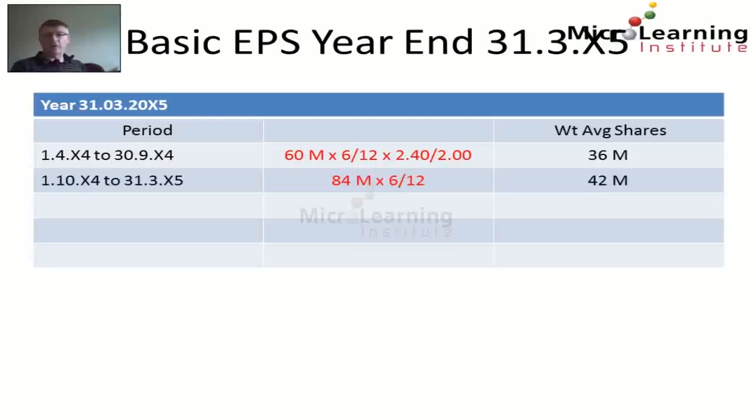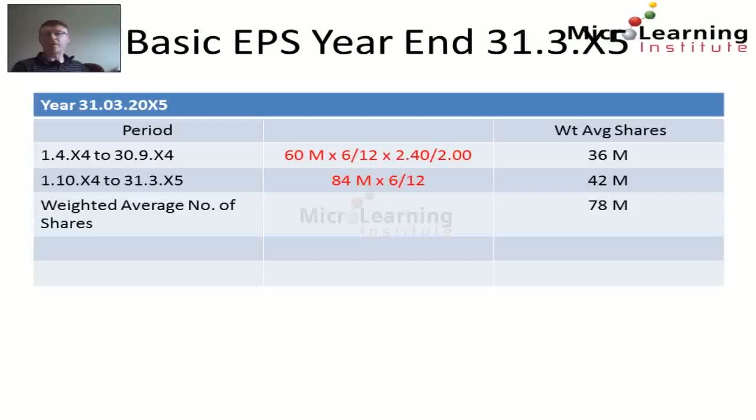From the 1st of October X4 to the 31st of March X5, you will recall that we calculated we had 84 million shares in circulation for that period, and that period is a 6-month period. Now those shares came into circulation post the rights issue, so this calculation is not subject to the bonus fraction of the rights issue. So the time-weighted average number of shares for that second 6-month period is 42 million shares. So our weighted average number of shares in total is 78 million shares.